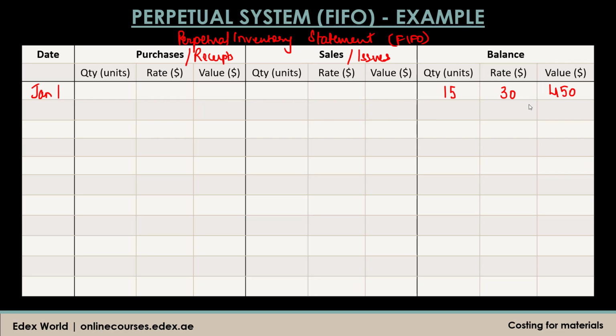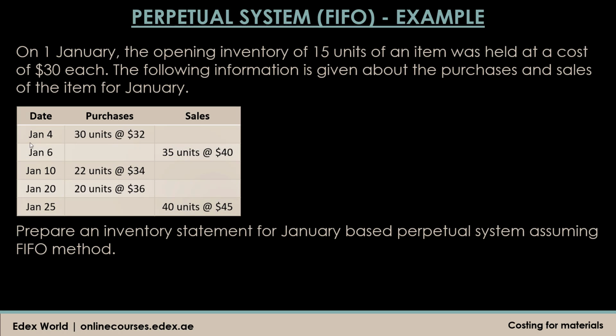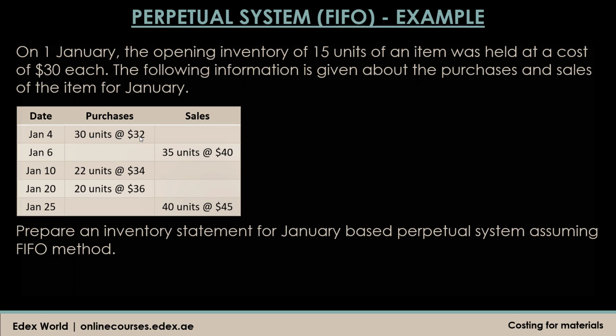Why are we writing this in the balance column? Because this was the balance on Jan 1. This is not a purchase or a sales transaction, and hence we're not writing it in the purchase or sales column. Then on Jan 4, we purchased 30 units at $32.